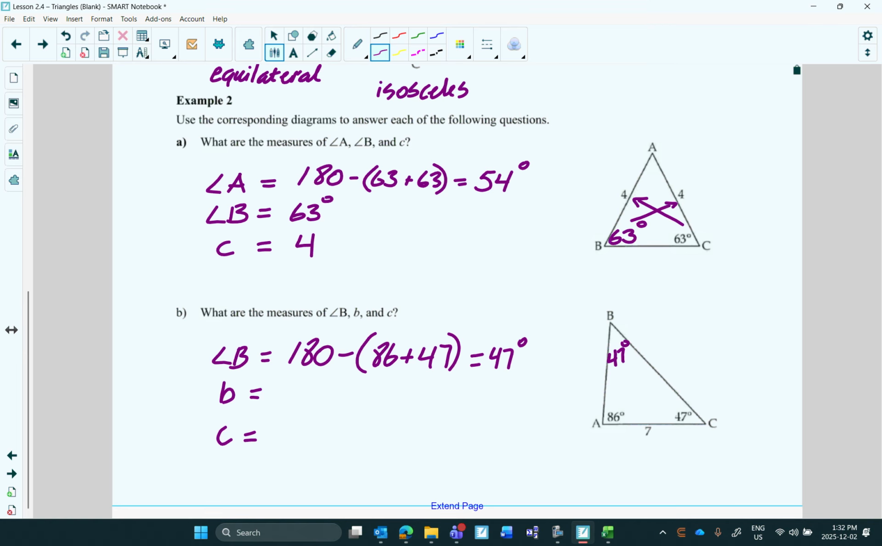That tells me the type of triangle it is. What would it be? Isosceles, because two of the angles are the same, which means they're two opposite sides of the same. So what's little b? And what's little c? Little b is 7. What's little c? Also 7. Because it's isosceles.